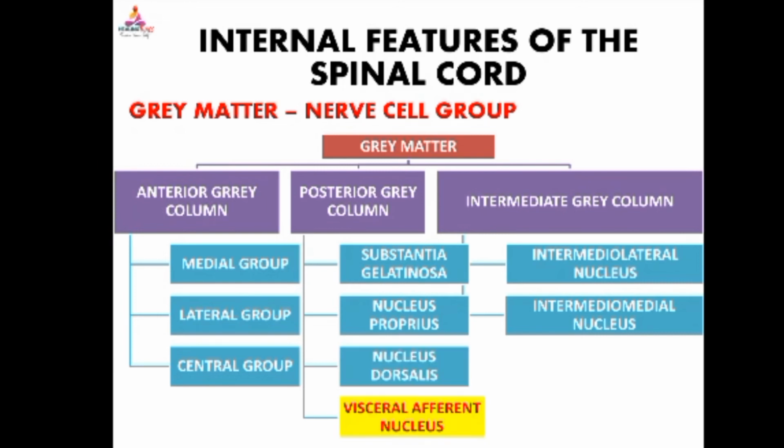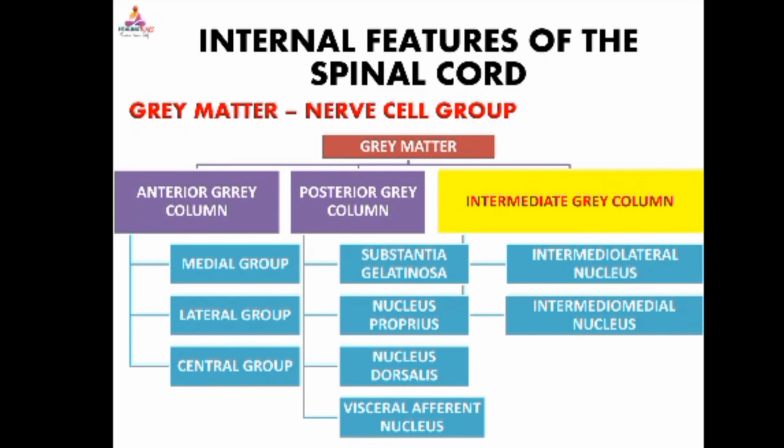Next is the visceral afferent nucleus, located lateral to the nucleus dorsalis and extends from T1 to L2 and from S2 to S4 segments of the cord and receives visceral afferent from dorsal nerve root. Next group is the intermediate gray column. The cells of the lateral gray column form two nuclei, intermedio-lateral nucleus and intermedio-medial nucleus.